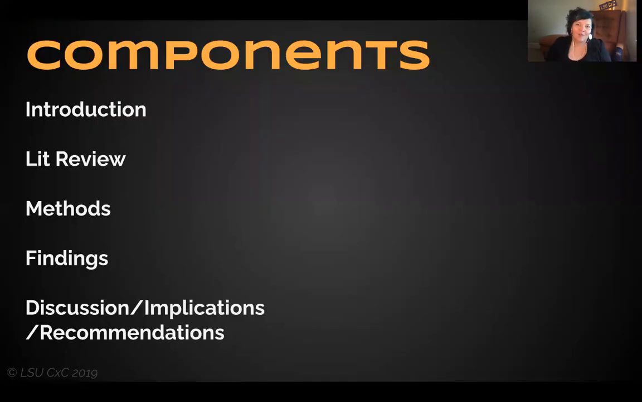When we're thinking about research and all of the different things that go into it, it can be a little bit overwhelming. But at its core, most research writing really contains the same kinds of components. There's always an introduction, a lit review, the methods, the findings, and then the discussions, implications, recommendations. Those words change depending on the field that you're in. Here's the broad strokes of what those things mean.